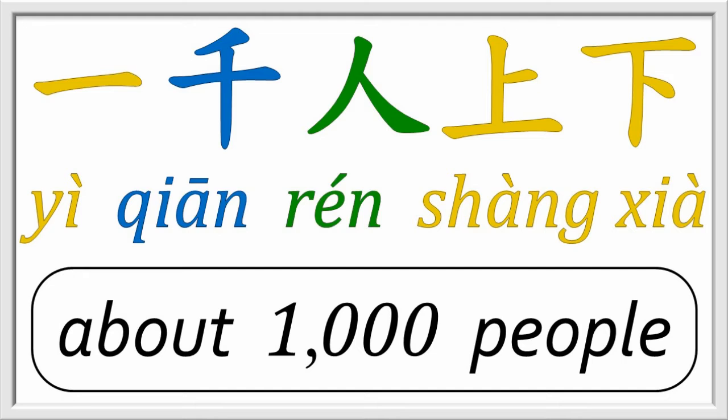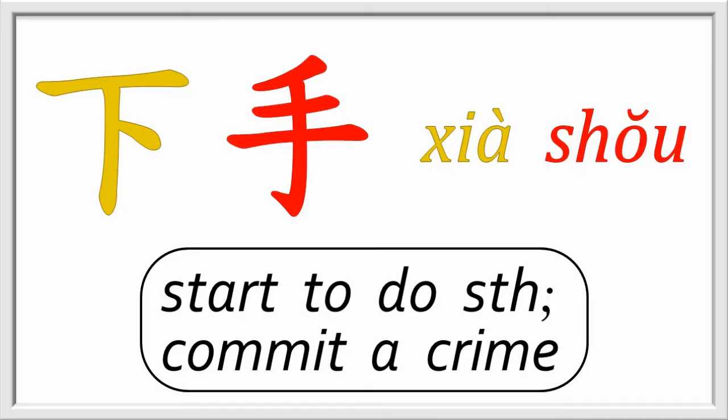Another phrase is 上 and 下 together. 上下, meaning more or less or about. For example, 1000人上下, roughly 1,000 people. Another common expression is 下手, which can mean either A, to start doing something, or B, to commit a crime. Suggestive of the English expression to get down to it, or get down to the task at hand, lawful or otherwise.